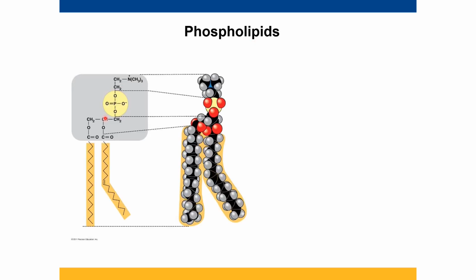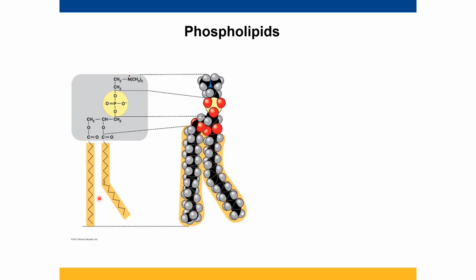We're going to talk about phospholipids. This is one of the most important lipids in biological systems. And here you can see two schematics. It's a space filling model. And here you can see a more detailed description of the phospholipids.